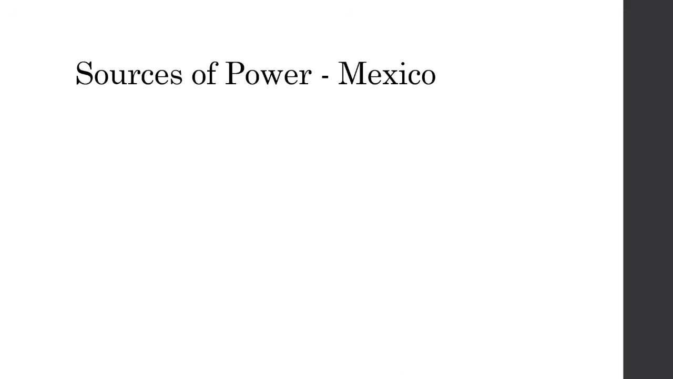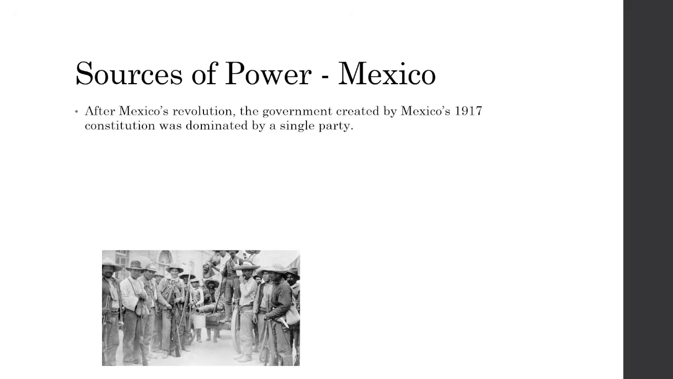All right, let's look at the sources of power in Mexico. So Mexico also had a revolution, and this was before 1979. So after the Mexican Revolution, the government created by Mexico's 1917 Constitution was dominated by a single party, and this was the Institutional Revolutionary Party, which is the PRI. I think we discussed it earlier.